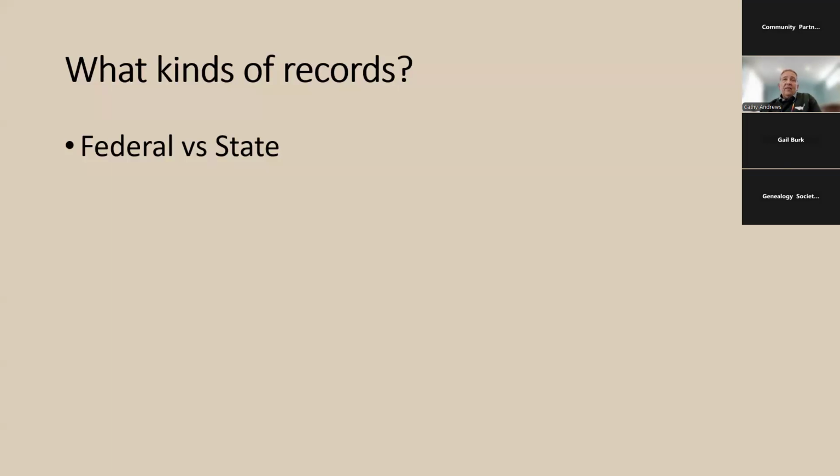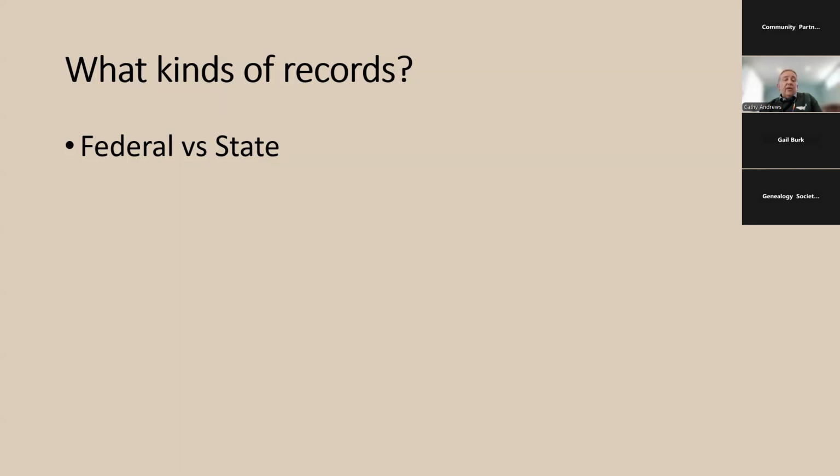So the biggest division is whether the records are federal or state records. What that means is if someone was serving in a militia or in the National Guard, those are handled at the state records level. Occasionally, some of those records will be available through federal resources, but almost always there will be some kind of state organization that has the records.